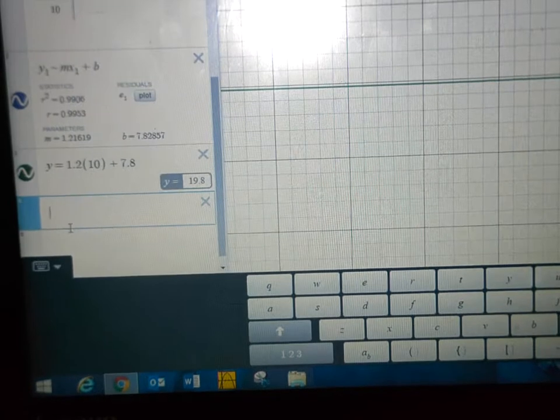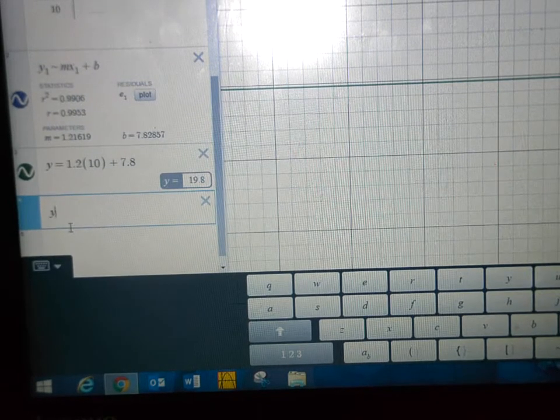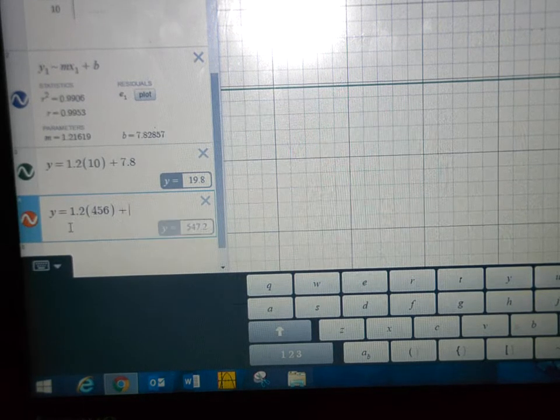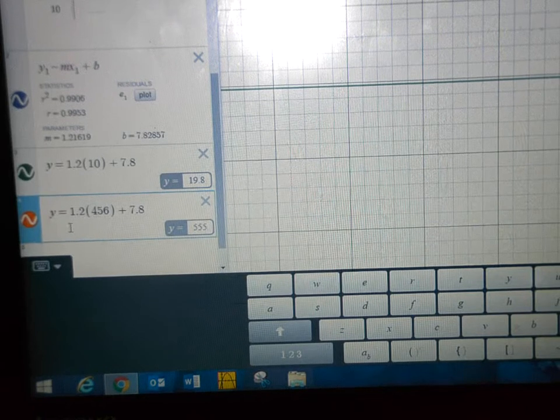So if we use this model, y equals 1.2 times, so how many months? I'm 456, okay, plus the 7.8. It is saying that I should weigh 555 pounds.